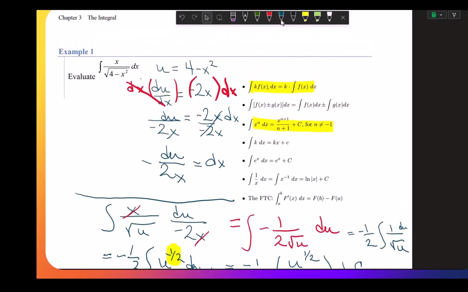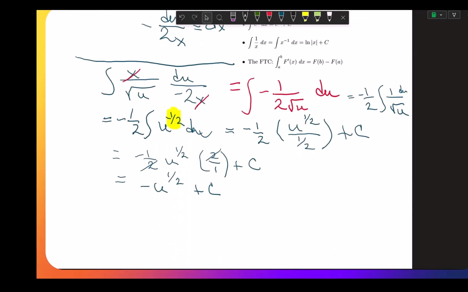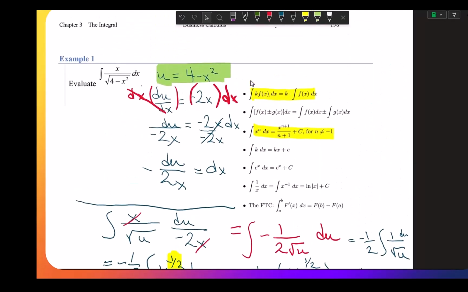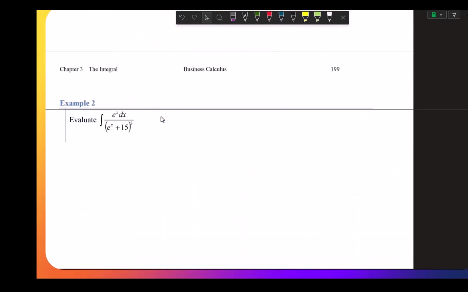And then I go back and I see that I named 4 minus x squared u. I want to go back to my x. So I go back here and I plug it in. This is equal to negative the square root of 4 minus x squared plus c. And that would be my final answer. And if I take the derivative of this, I will have what I began with. And you can check it out.